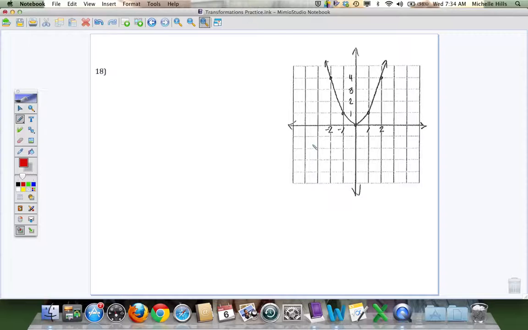And the last problem was just to see if you were really paying attention. I noticed that the vertex hasn't shifted at all, so I don't have to add or subtract anything from x or y. I noticed it opens up, so there's no negative, and when I move over 1, I move up 1 from the vertex, so this is just y equals x squared. This is the parent function.